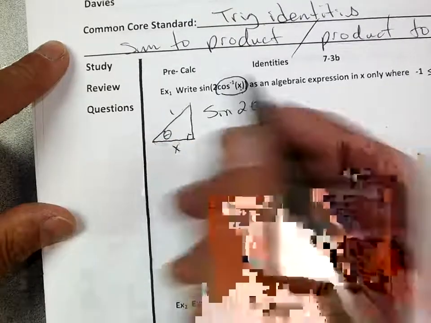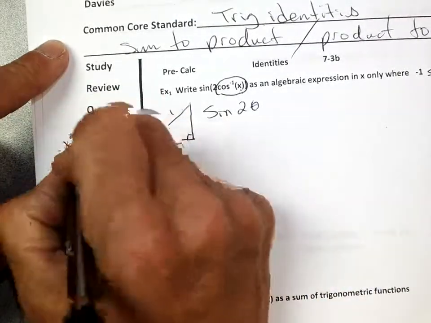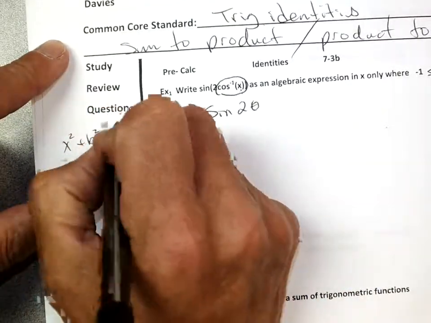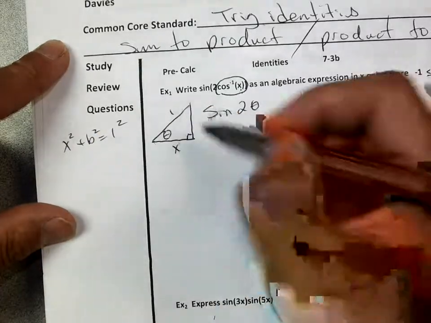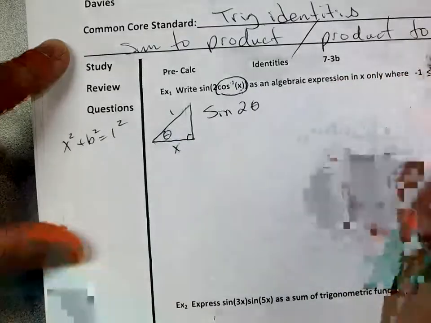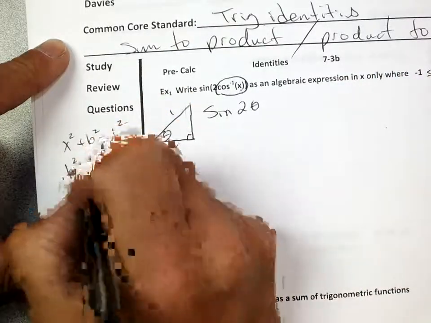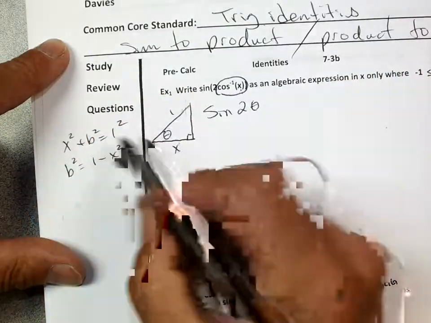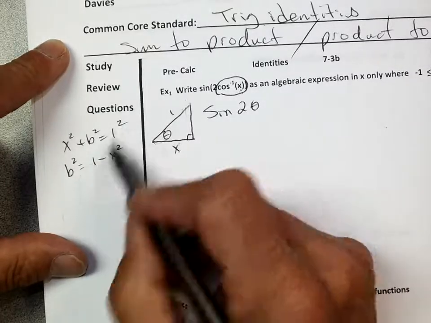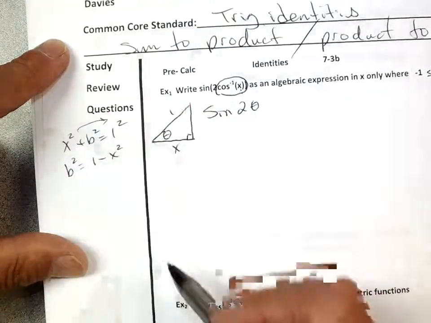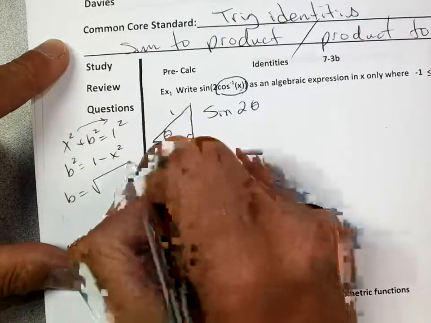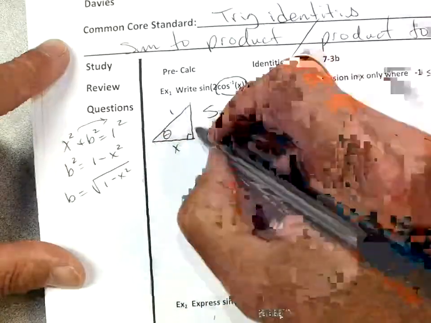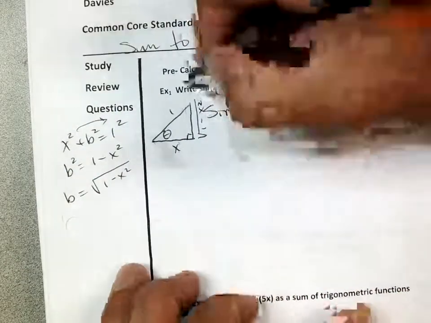So let's do that. Let's go x squared plus b squared equals 1 squared, right? I'm just going a squared plus b squared equals c squared. So I need to find this other side by the Pythagorean theorem. So then b squared is equal to 1 minus x squared, right? I squared the 1 and got 1, and I brought the x squared over. And then I'll square root that, so b is the square root of 1 minus x squared. So that's this side right here. I'll slide that in there, okay?